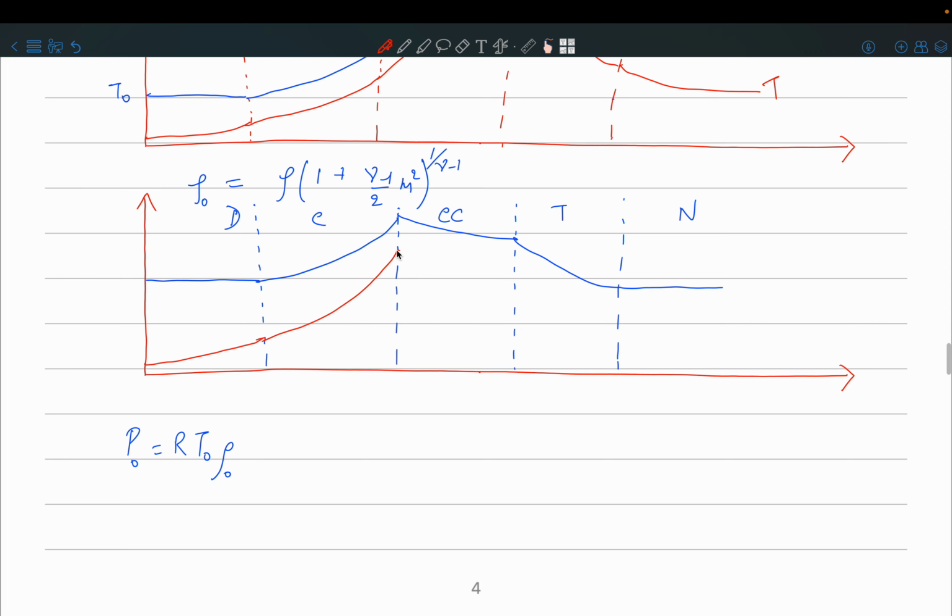Then in the combustion chamber, it will decrease. In the turbine, it will decrease further. And then in the nozzle, it will decrease even further. And the static density at the exit will be lesser than the static density at the inlet.